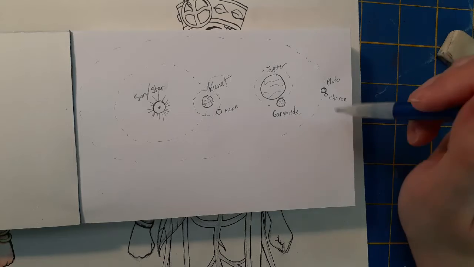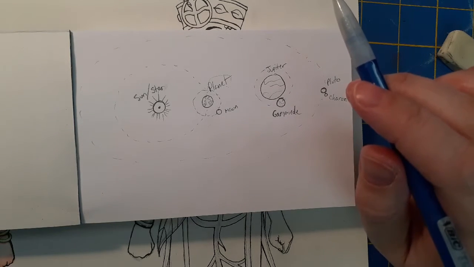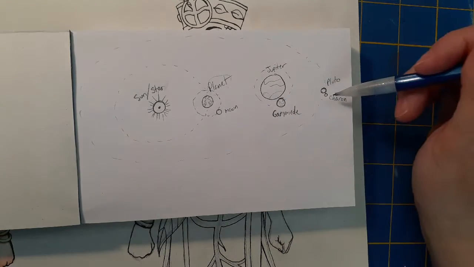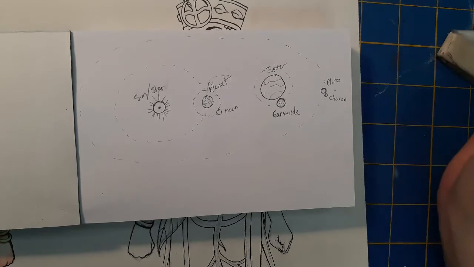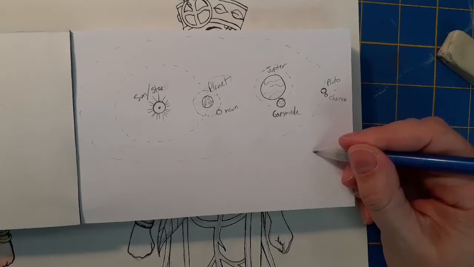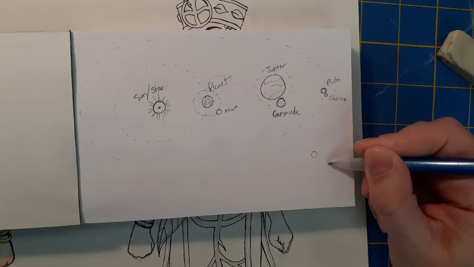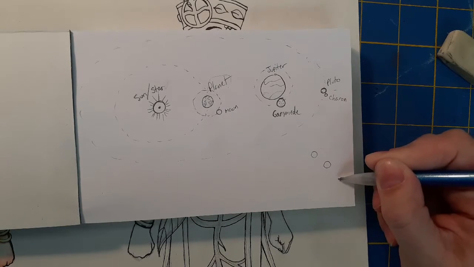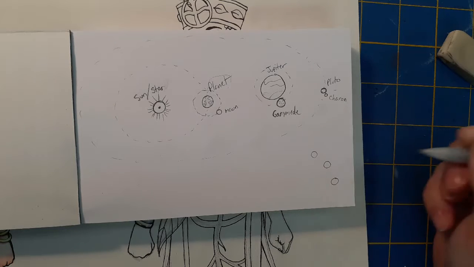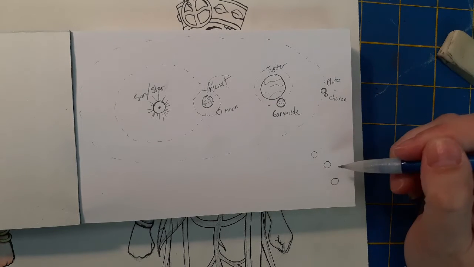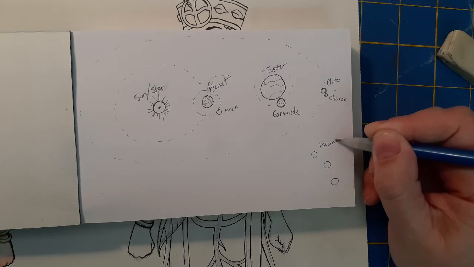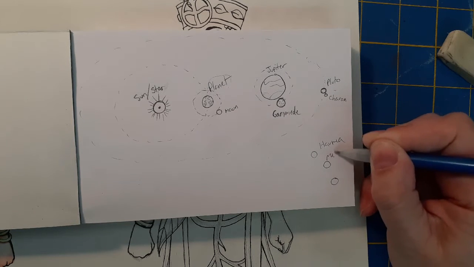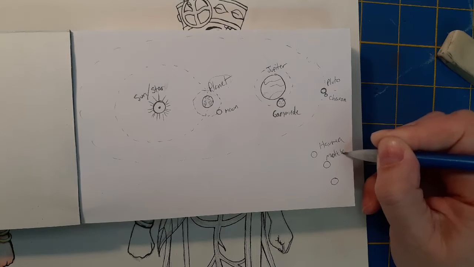He's kind of on the outside, but that's not saying I'm not going to include Pluto. I like Pluto. I want to include Pluto. But if I include Pluto, I need to include the other dwarf planets. And there are a couple more that are just outside our system, or just past Pluto. There is Haumea. There is Makemake.